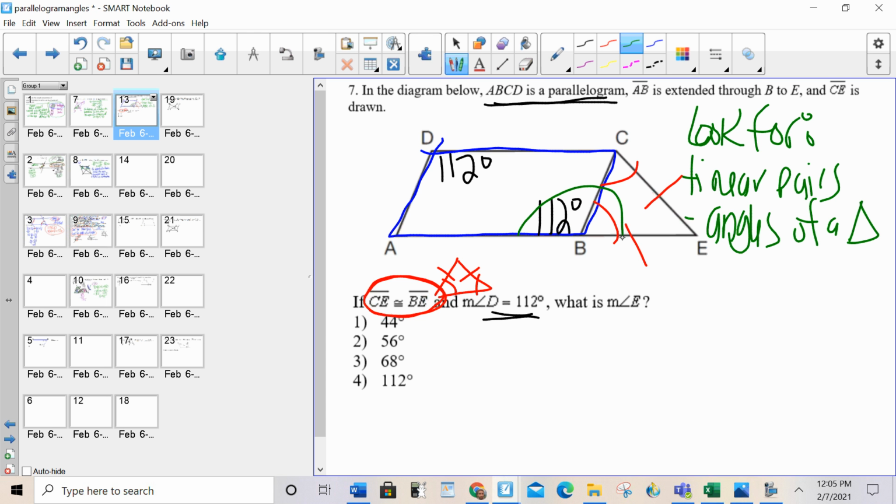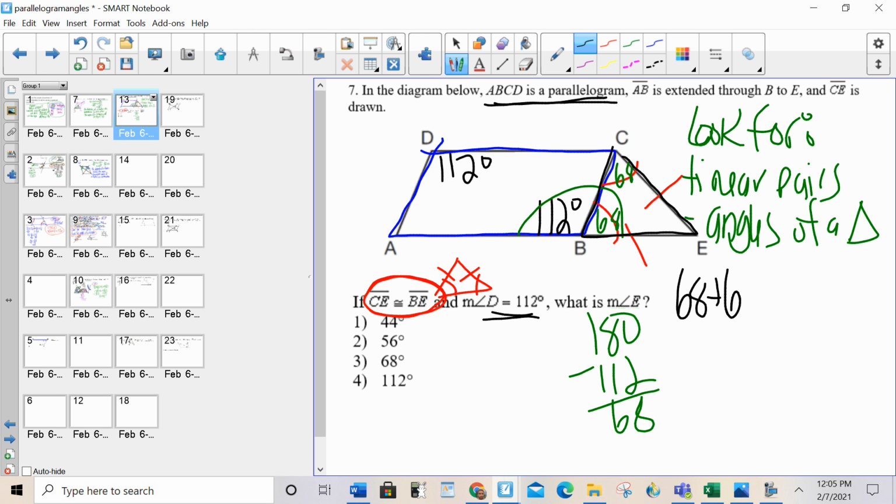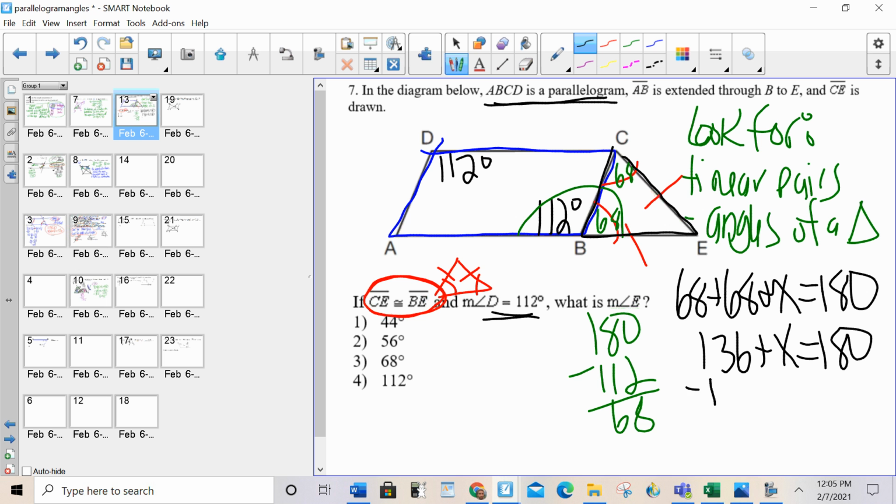I see a linear pair right there. 180 minus 112 is 68. So if this angle is 68, I mark that these two angles are the same, so that angle is 68 as well. Look for angles of a triangle. I see this triangle. I have two angles, so I can find the third. That's 136 plus x equals 180, so x is 180 minus 136, which is 44.